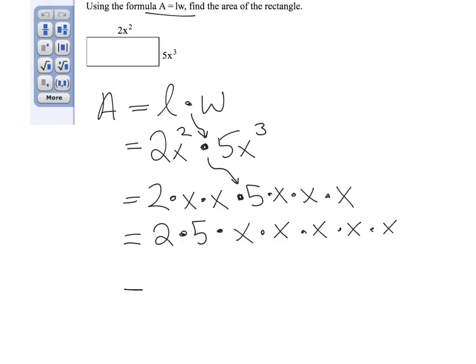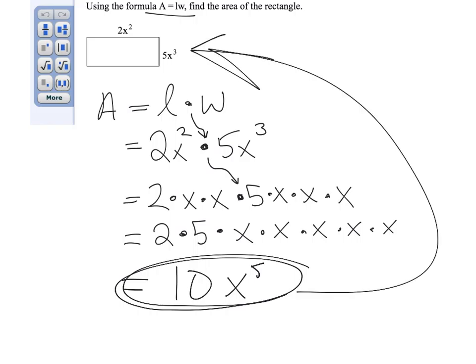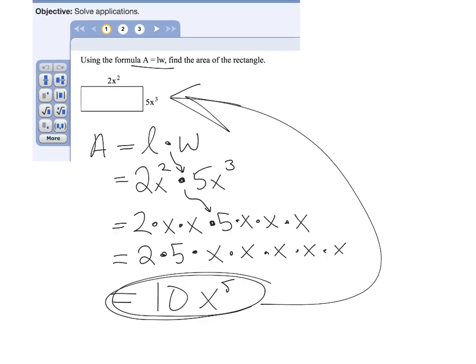So what is our answer? Well, that ends up being 10x to the 5th power. And that is the area of this rectangle. And so that's what you're going to put into your little answer for my math lab.